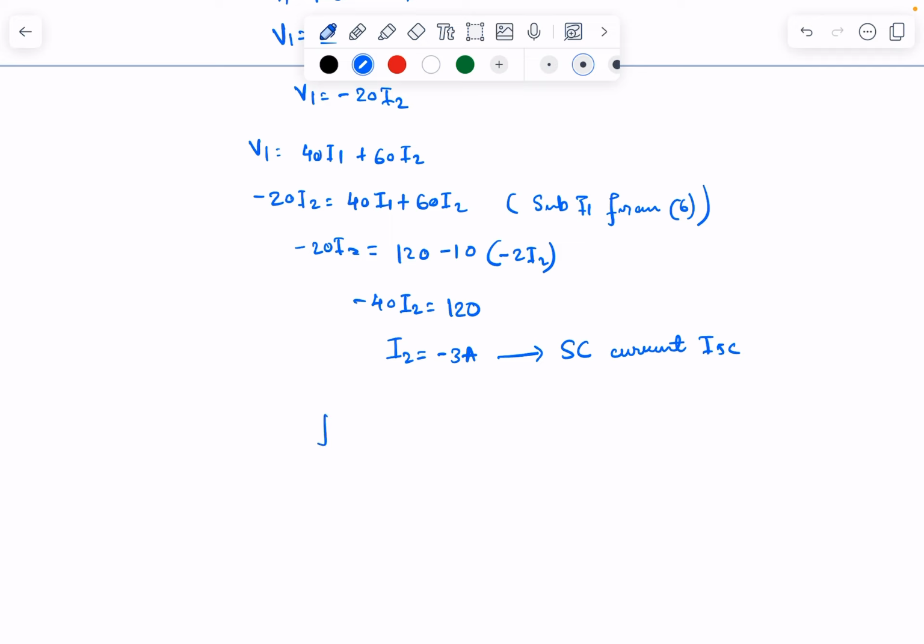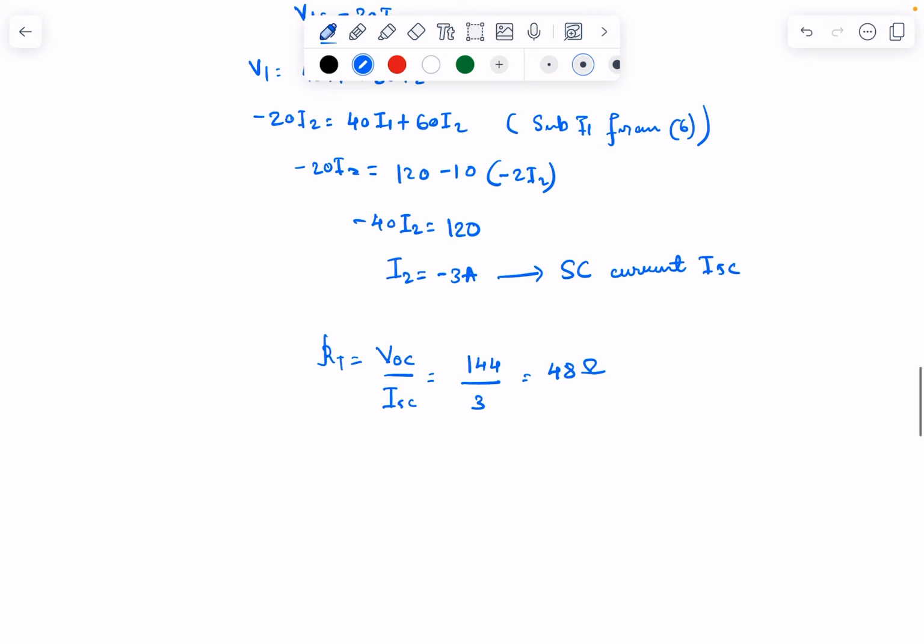So now the Thevenin's resistance RT is equal to open circuit voltage divided by short circuit current, that is equal to 144 volts we found, divided by 3. We are taking the modulus here because we assumed the current direction was going into the circuit, but actually it is going outside the circuit, and the resistance cannot be negative, so the positive value is taken here. This is equal to 48 ohms. So we know that for maximum power transfer, ZL should be equal to RT. So ZL is equal to RT, that is equal to 48 ohms.